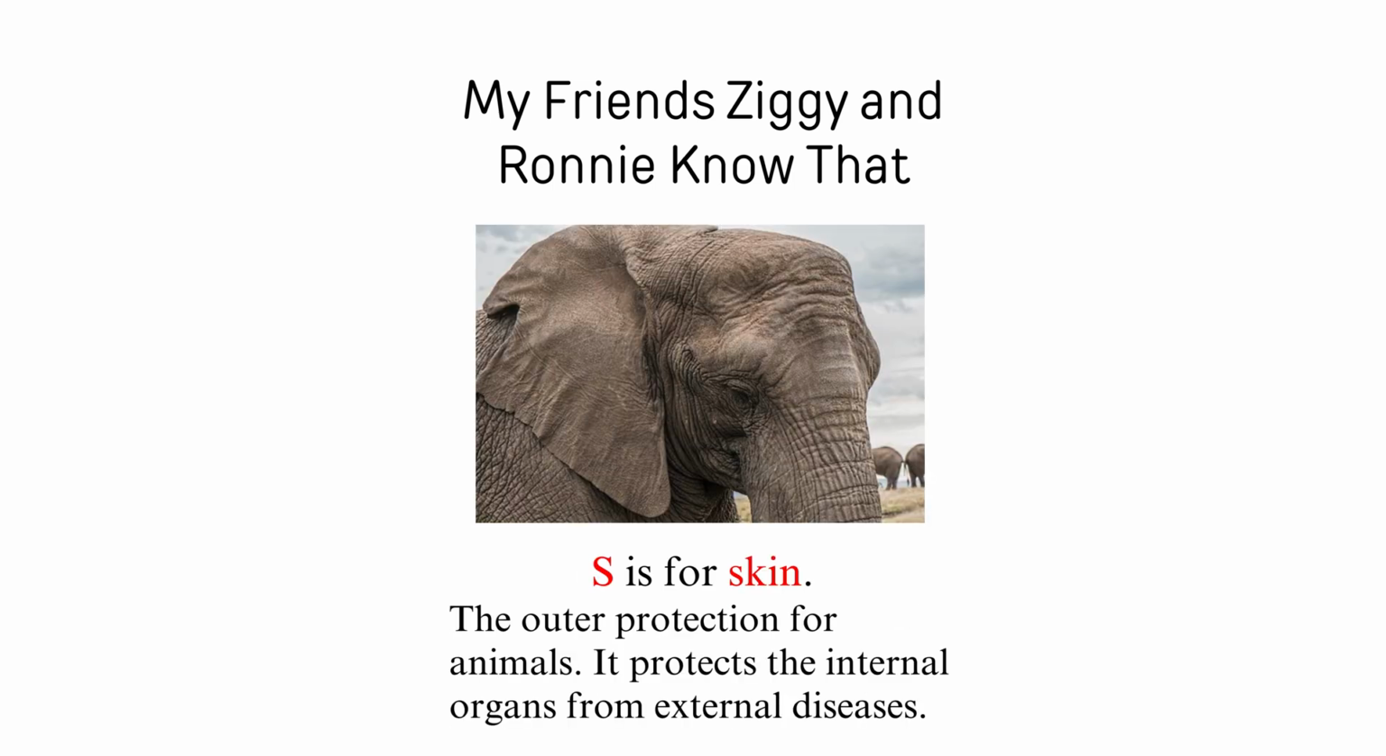My friends Ziggy and Ronnie know that S is for skin. The outer protection for animals. It protects the internal organs from external diseases. What are some different types of skin that animals have? Why do animals have different types of skin?